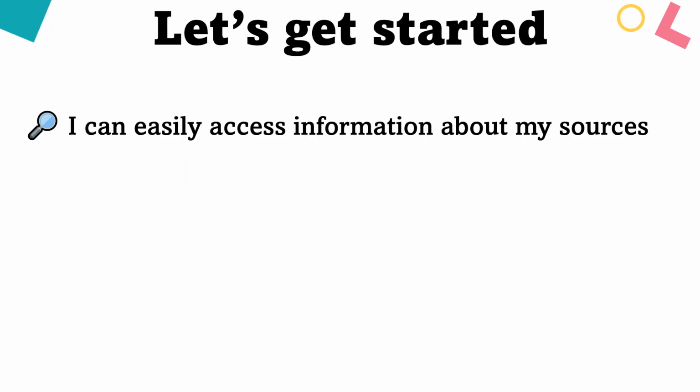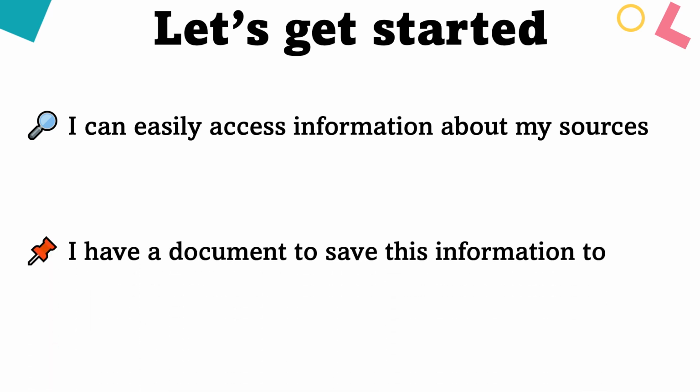To start, you need two different things. The first is being able to easily access information about your sources. This is why I always recommend that you record your referencing information as soon as you find a source, so you don't have to go scrabbling around trying to find it at a later date. The second thing is to have a secure system for recording your referencing information.